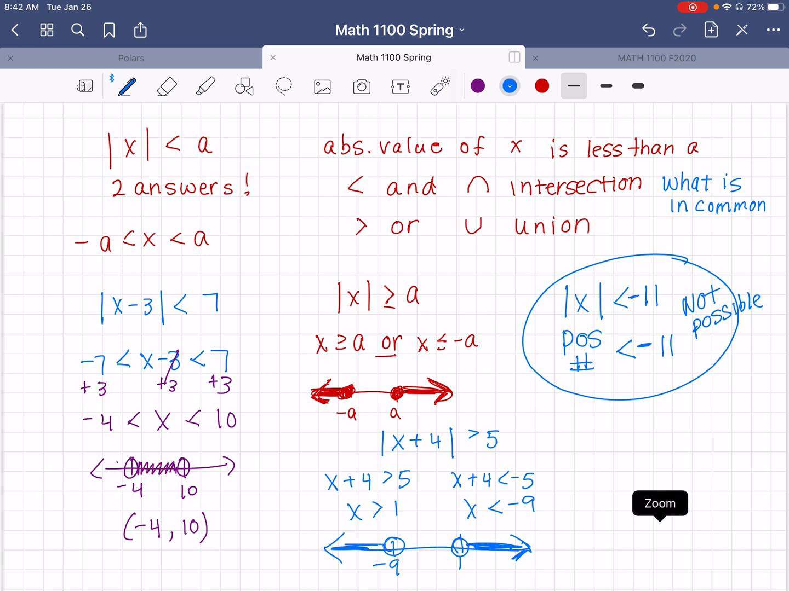So we write that it starts at negative infinity, and it goes to negative 9, so negative infinity to -9. It's a parentheses at -9, parentheses at the negative infinity, union. Then we started at the 1, and we went to the right to infinity. So that is our notation.